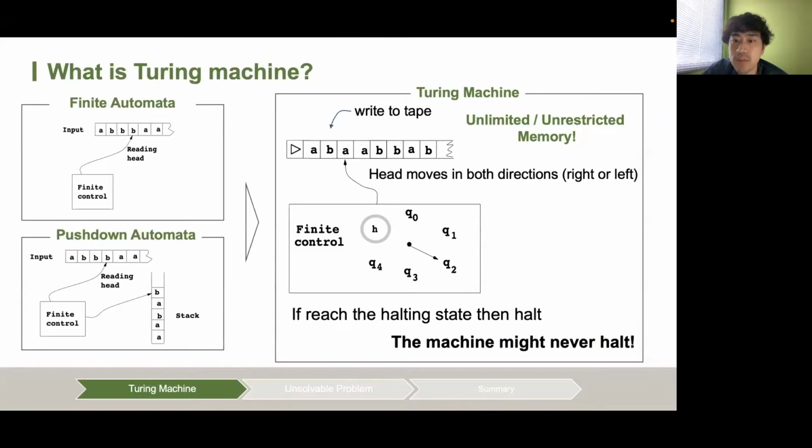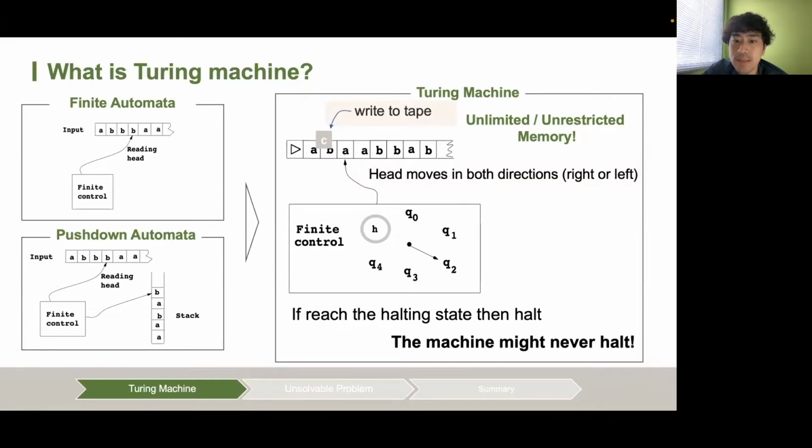Compared to push-down automata, it only has states and input tapes. However, there is a major difference. First, in the Turing machine, the head can move in both directions, left and right. So the Turing machine can read back the content on the tape. Moreover, the Turing machine can write content on the tape. For example, it is possible to overwrite C on the position of B. This function gives the machine unlimited and unrestricted memory and extends its possible language space.